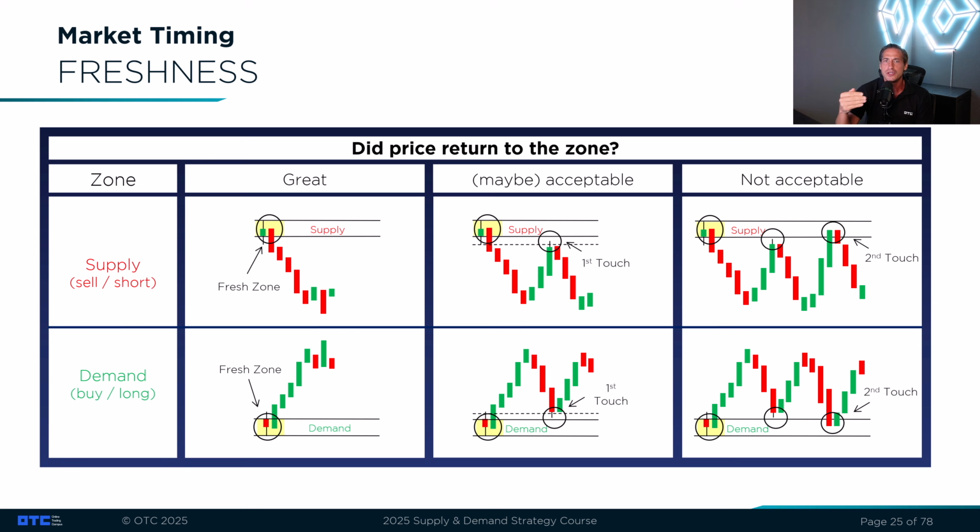Now, let me share a little nugget with you, something you might not have noticed before. Once we jump into the chart for the practical application, you'll see that there are rare, very rare instances where one or even two touches can actually indicate that the zone is exceptionally strong. In those cases, I might still trade the zone.